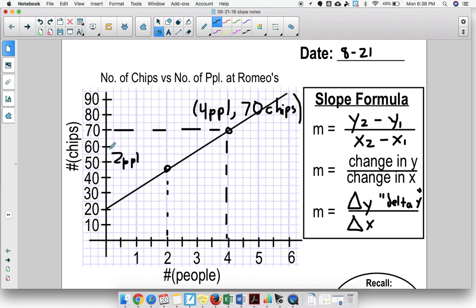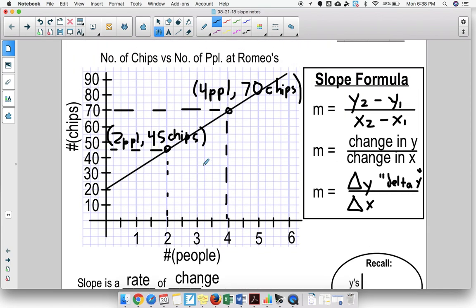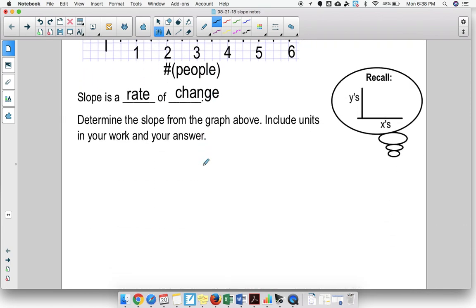And when 2 people are at the table, if we track it over, it falls right in between 40 and 50. So I'm going to say that's about 45. So that's 45, and the unit is chips. All right, those are the ordered pairs we're going to use. So I'm going to write those down below. I'll transfer them down here.